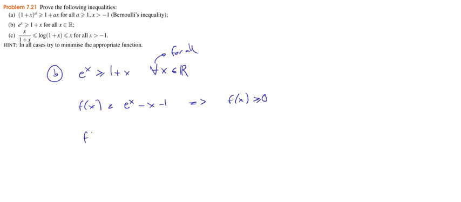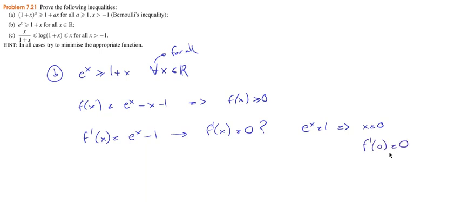Now the derivative of this function, again, this is a differentiable function everywhere, is e to the x minus 1. And the question is, where is f prime 0? Well, whenever e to the x is equal to 1. In other words, when x is 0, the derivative is 0, right? F prime at 0 is 0. Okay? What's the value of f at 0? F at 0 is 0 because e to the 0 is 1, minus 1, 0.